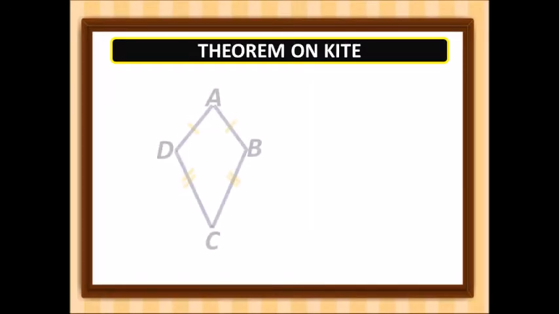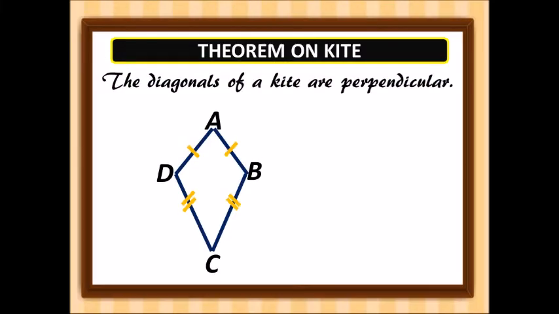The first theorem is the diagonals of a kite are perpendicular. So if these are your diagonals AC and BD, take note they are perpendicular. Therefore, we could say that AC is perpendicular to BD and they form a 90-degree angle.